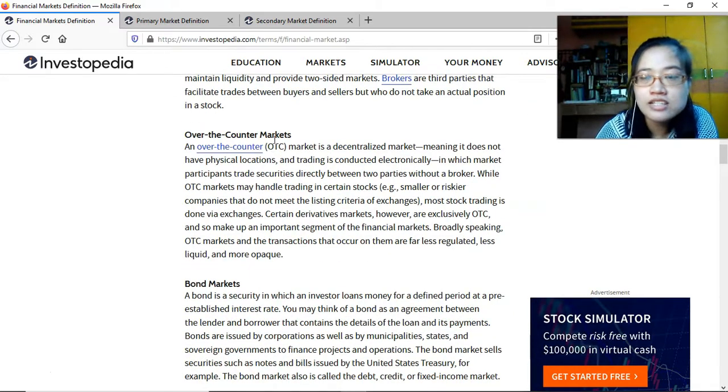Over-the-counter markets is a decentralized market, meaning it does not have physical locations, and trading is conducted electronically, in which market participants trade securities directly between the two parties without a broker. While OTC markets may handle trading in certain stocks, smaller or riskier companies that do not meet the listing criteria of exchanges, most stock trading is done via exchanges. Certain derivatives markets, however, are exclusively OTC, and so make up an important segment of the financial markets. Broadly speaking, OTC markets and the transactions that occur on them are far less regulated. Less liquid and more opaque, so it's not easily tradable.